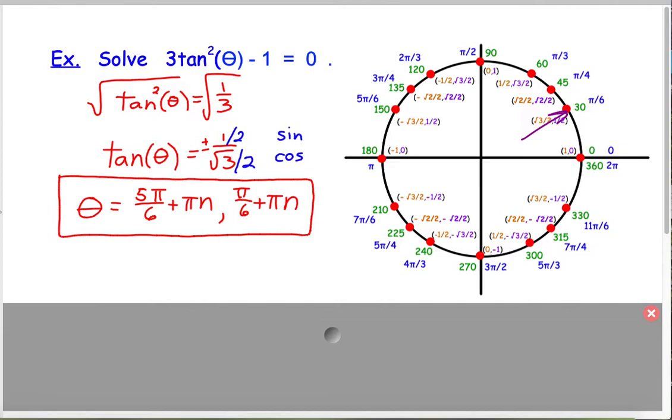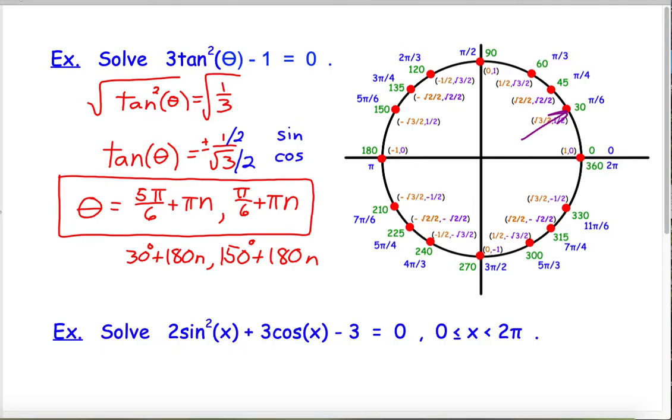Now if you're doing this in degrees, you could say 30 degrees plus 180 n, and then the other one would be 150 degrees plus 180 n, whichever you prefer. Okay, let's look at one last example.